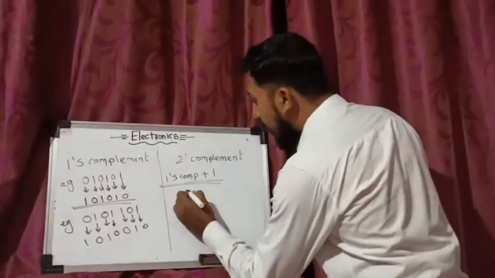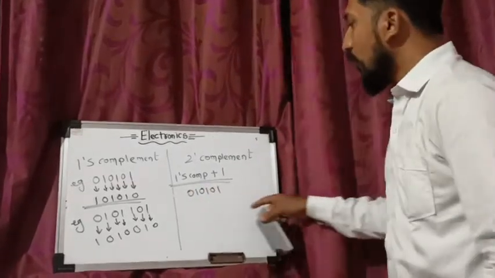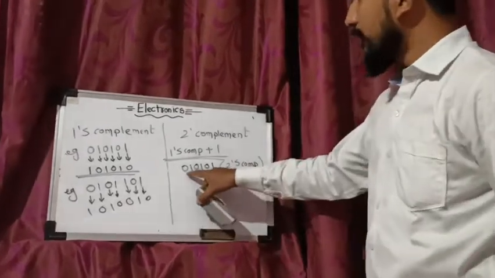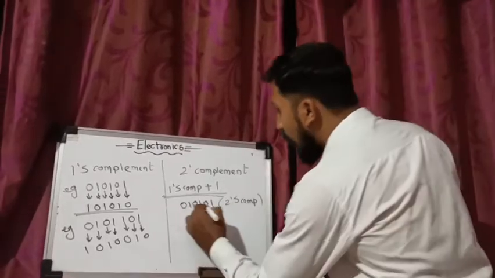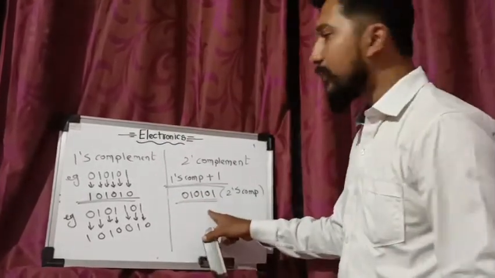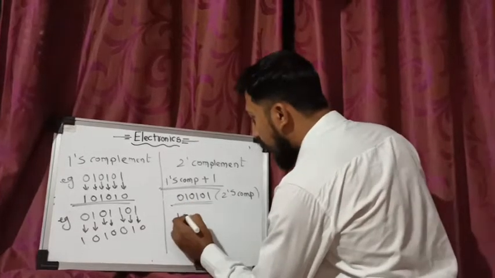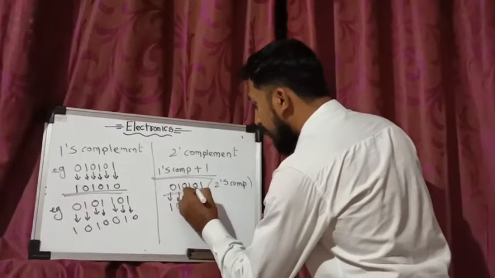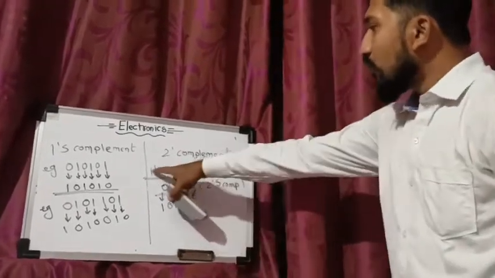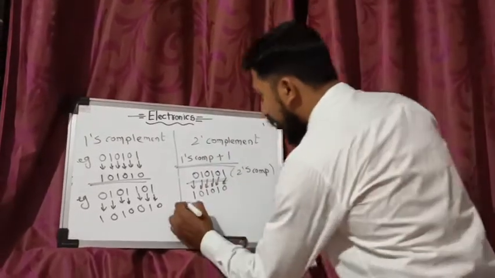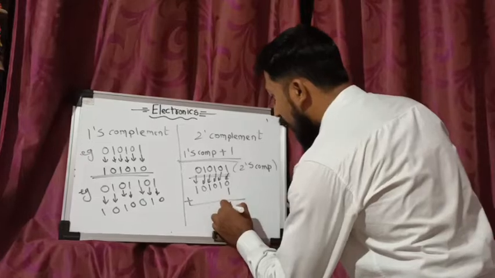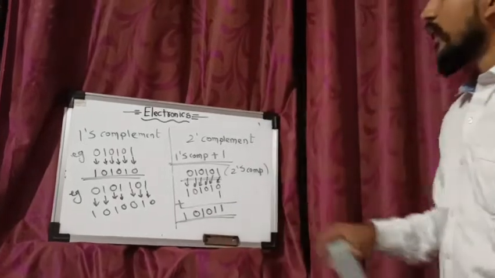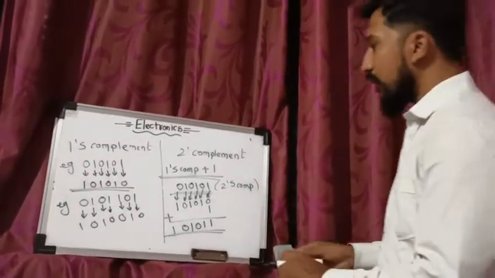If you have the number 0 1 0 1 0 1, you have to find its two's complement. So how to find the two's complement of this number? First take the one's complement of this number and add 1 to it. So what is the one's complement? 1 0 1 0 1 0. Then we have to add 1: 1 0 1 0 1 0 plus 1 is 1 0 1 0 1 1. So this is how we find the two's complement of a particular number.